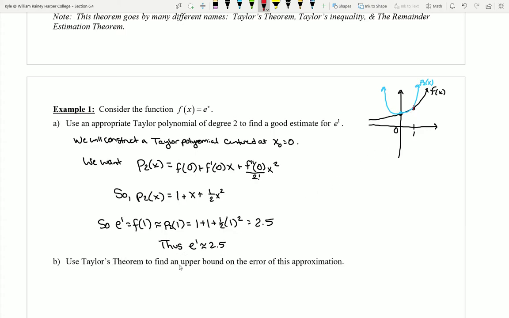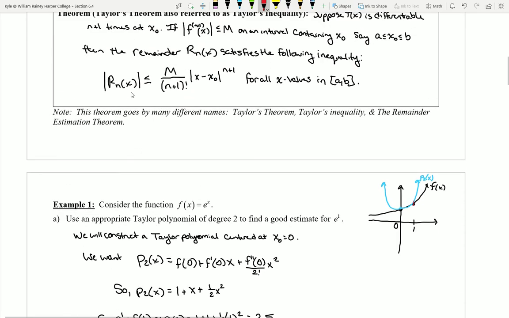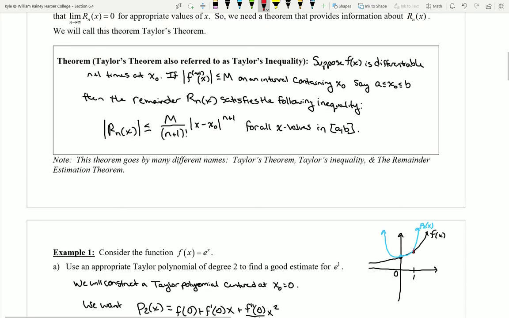So I want to use Taylor's theorem to find an upper bound on the error of this approximation. 2.5 is not the right answer, so it's got some distance from the right answer. And what might that distance at worst actually be? This is again where Taylor's theorem becomes unbelievably valuable. It allows us to say that the size of the gap will be no bigger than this number, whatever this crunches out to be. So I'm going to work through each of the individual conditions of Taylor's theorem and then see if we can apply them here.